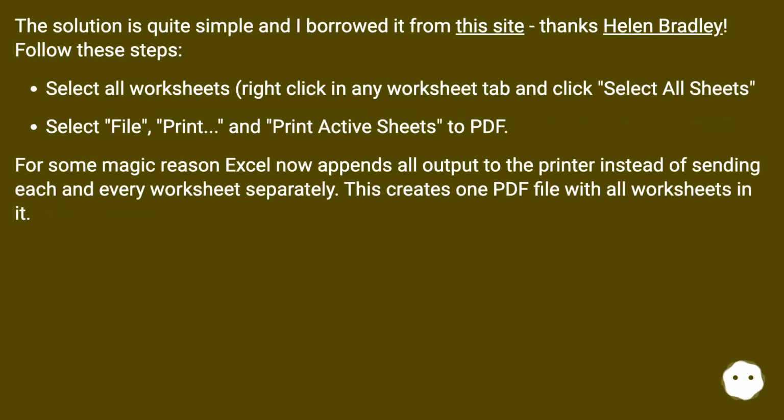Follow these steps. Select all worksheets, right-click in any worksheet tab and click Select All Sheets. Select File, Print, and print active sheets to PDF. For some magic reason Excel now appends all output to the printer instead of sending each and every worksheet separately. This creates one PDF file with all worksheets in it.